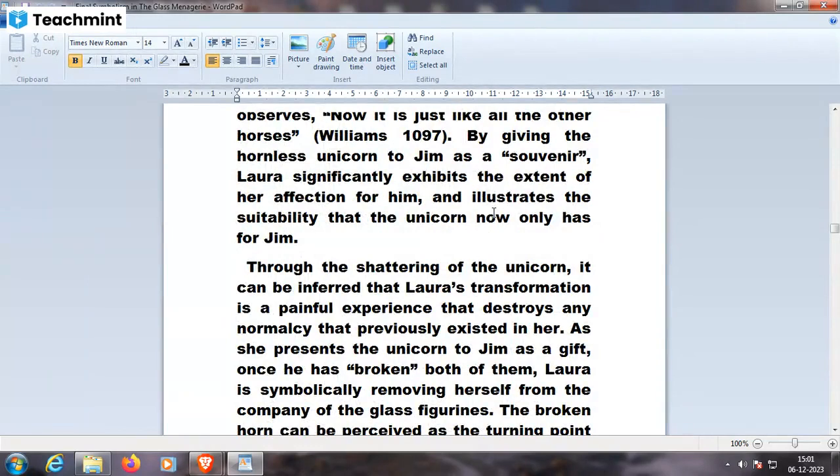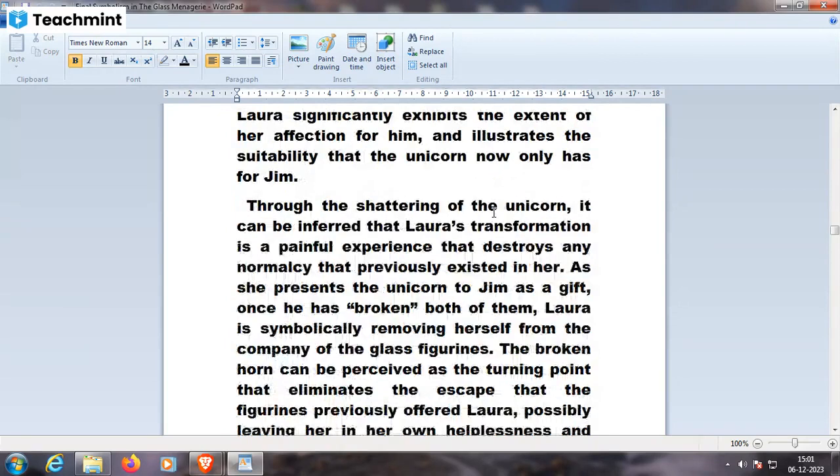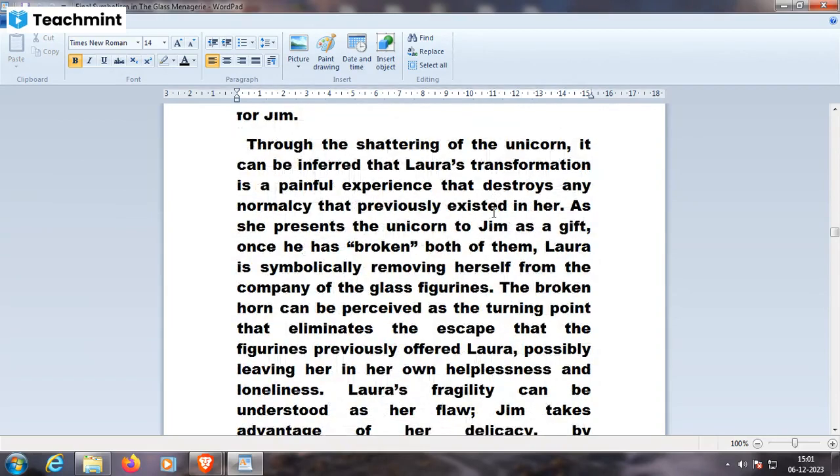As she presents the unicorn to Jim as a gift, once he has broken both of them, Laura is symbolically removing herself from the company of the glass figurines. So the broken horn can be perceived as the turning point that illuminates the escape that the figurines previously offered Laura, possibly leaving her in her own hopelessness and loneliness.